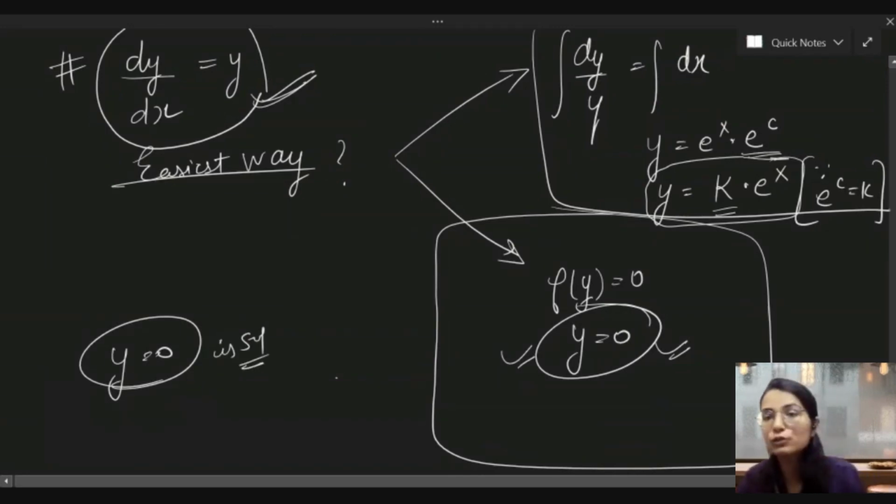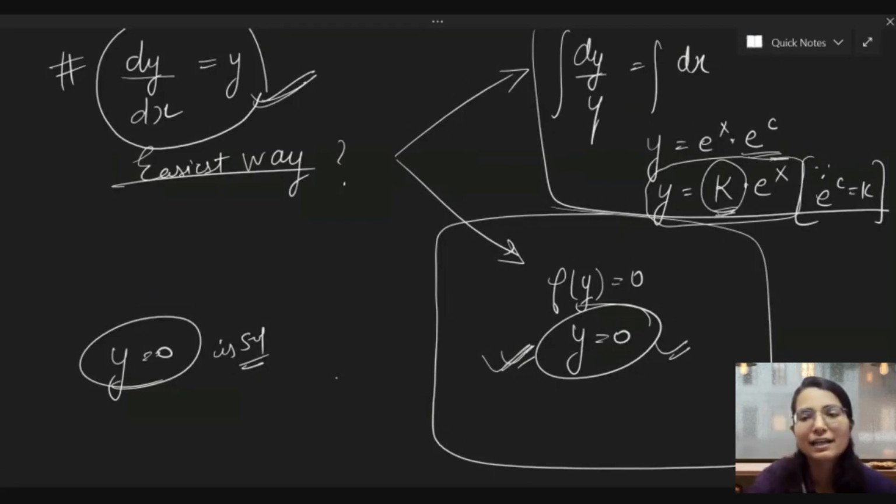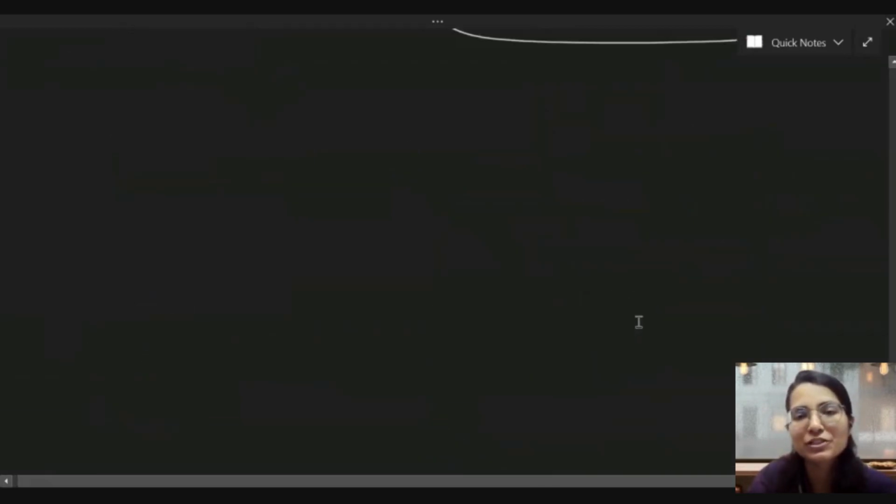You can also find this solution with the help of that particular upper solution, where k was an arbitrary constant. If you put k equal to 0, you will get y equal to 0. So you could also get this particular solution from the above solution, but in this way you are only getting one solution, right? Now let me tell you one more interesting thing.